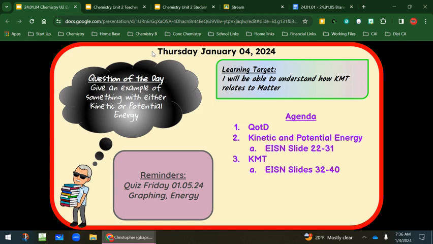Striking a match. Okay, what else? Gas in the car. Gasoline in the car. What else? A bomb.